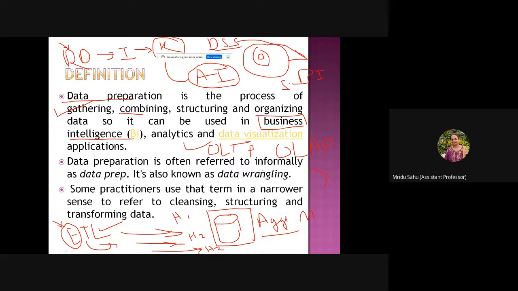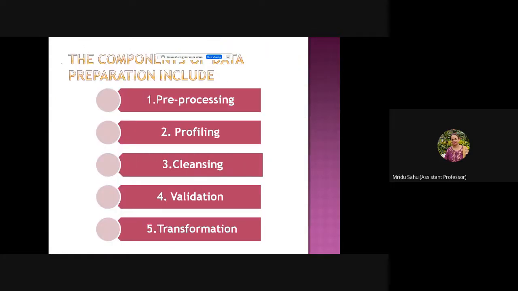Data preparation is often referred to informally as data prep. It is also known as data wrangling. Some practitioners use that term in a narrow sense to refer to cleansing, structuring, and transforming the data. The main components of data preparation include first the pre-processing task, then proofing, cleaning, validations, and transformation. This whole bunch makes up the package of features inside data preparation.